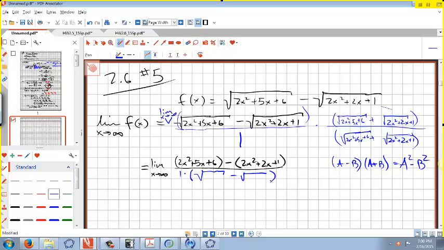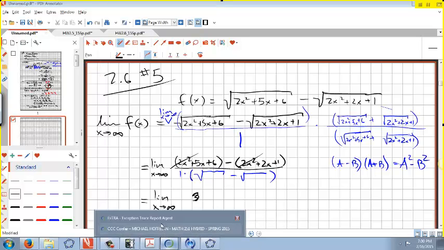If we start cleaning up the top now, we should get something that looks nicer. You end up with, oh, lots of things cancel.